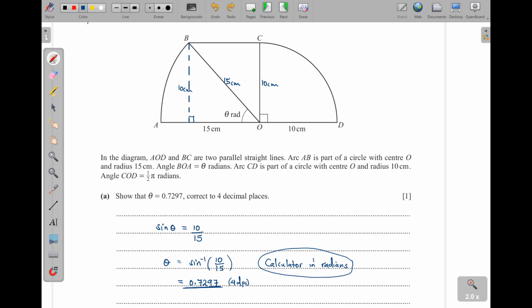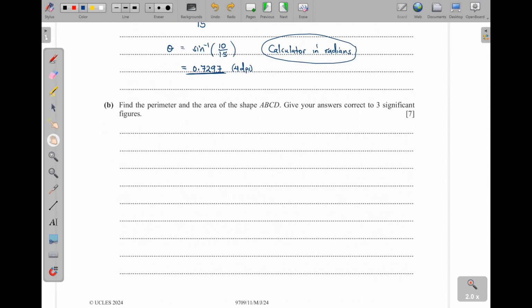So we need to find BC. When you look at this one here, this one is also a right angle triangle. So if I have this one, I can get this one using Pythagoras theorem. So BC squared plus OC squared is equal to 15 squared. Therefore, using Pythagoras theorem, BC is going to be equal to the square root of 15 squared minus 10 squared.